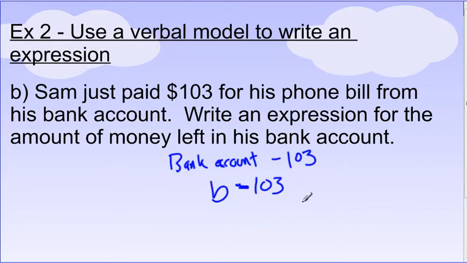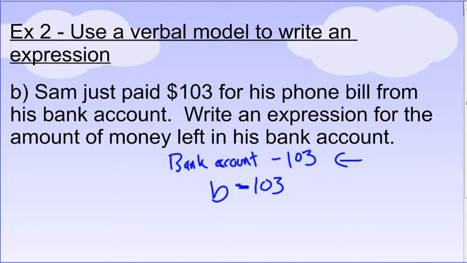All right? So, verbal model just gets you those ideas down on paper. Using words if you need to. It doesn't have to be all words. You don't have to write sentences. It just kind of helps you organize your thoughts.